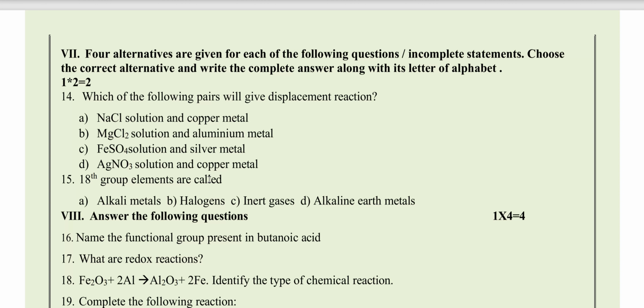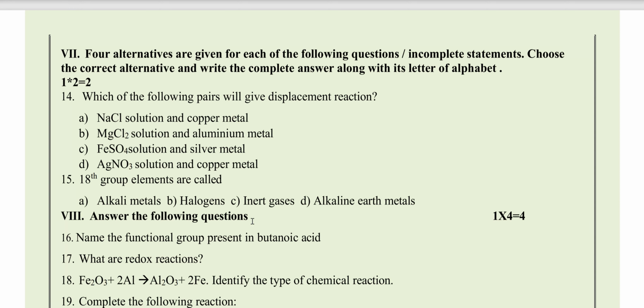Chemical reaction equation. Any other? Guess. Acid, bases and salts. Very good. Any other? Now metals and non metals, say that also. Later we see. Next question. 18 group elements are also called as alkali metals, halogens, inert gases, alkaline earth metals.